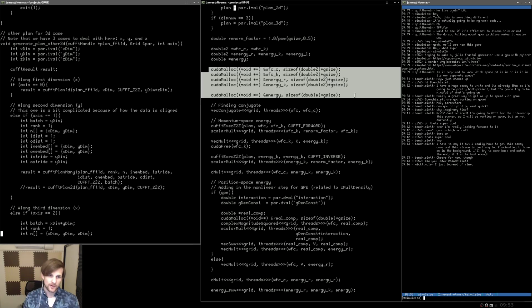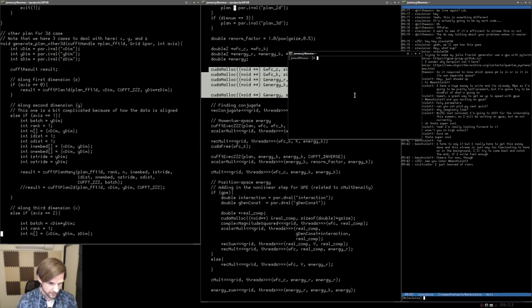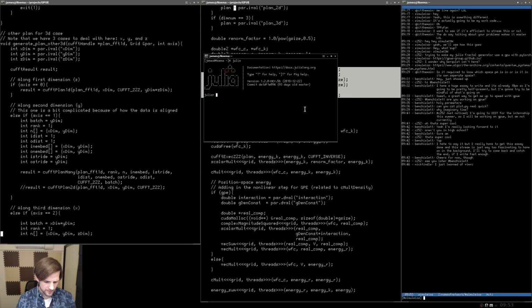Because if each of these arrays are the size of your grid, and your grid is incredibly large, you probably don't have space to perform this energy calculation at all. You just don't. Because performing this energy calculation, let's say your wave function is 512 cubed. This means, just doing some quick math here, let's just open up Julia. That means that your wave function is going to be, let's see, it's double precision, so is that 8 bytes or 16 bytes? Anyway, it doesn't matter.